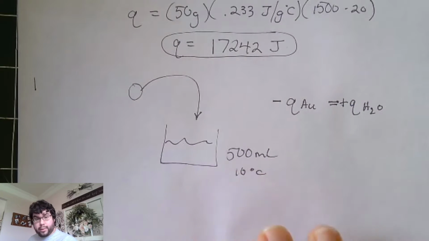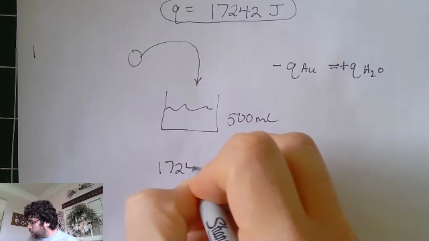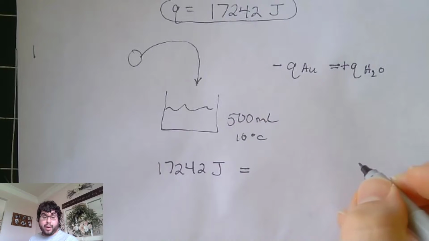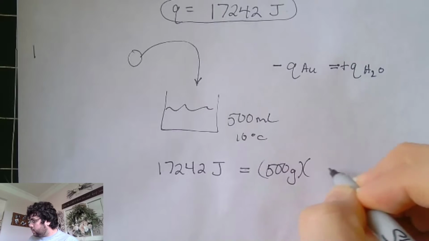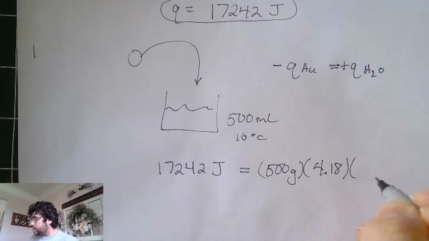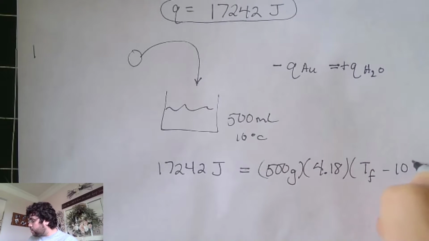So the water is going to gain 17,242 joules of energy, and that's going to be equal to, we have 500 milliliters of water, so that's 500 grams of water. The specific heat of water is 4.18 joules per gram Celsius, and then we don't know the final temperature, but we know the initial temperature of that water is 10 degrees Celsius. That's what they told us. Okay, so this is again just kind of an algebra problem. Let's go ahead and do that.